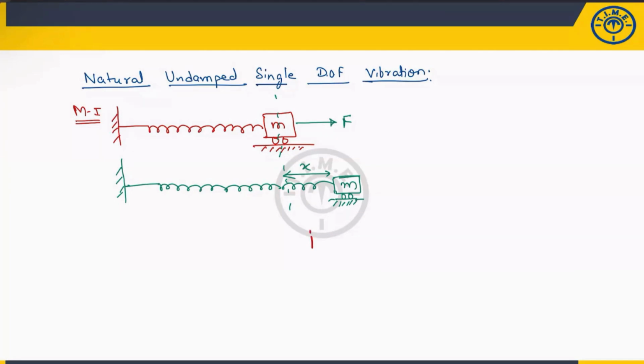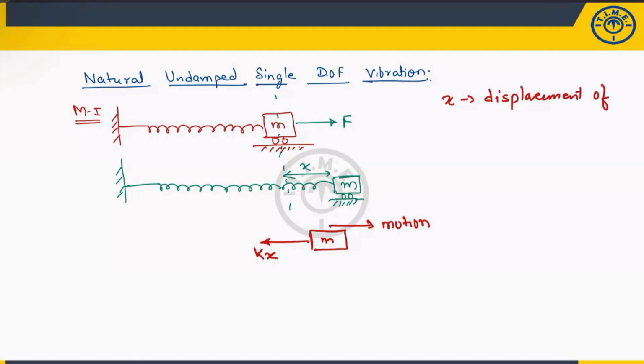If I draw the free body diagram of this block, this is the motion of the block. What kind of force will act over this block? Kx, where k is the spring constant and x is the displacement of the system. Can I write what x dot is? x dot is nothing but dx by dt, which is the velocity. Can I write x double dot? x double dot is the double differentiation.